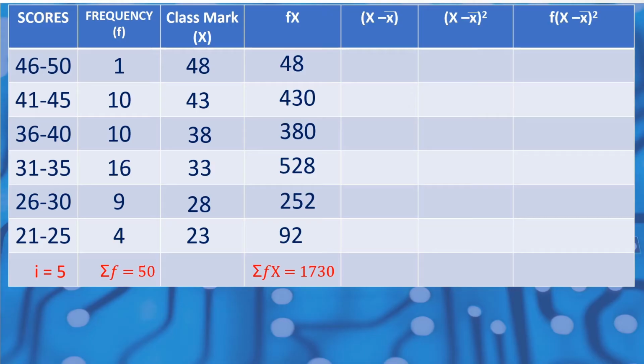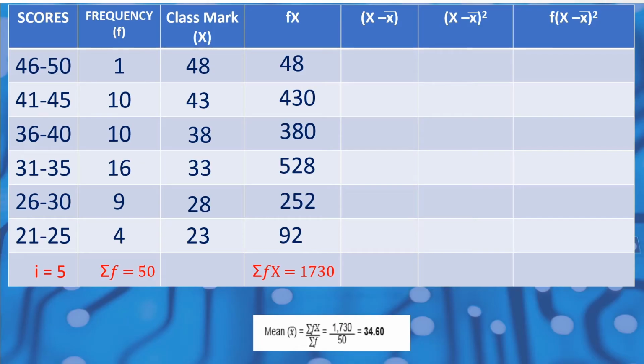Just add them all. Now let's get the mean, which is equal to the summation of fx all over the summation of f, which is equal to 1,730 divided by 50. You will get 34.60 or 34.6.